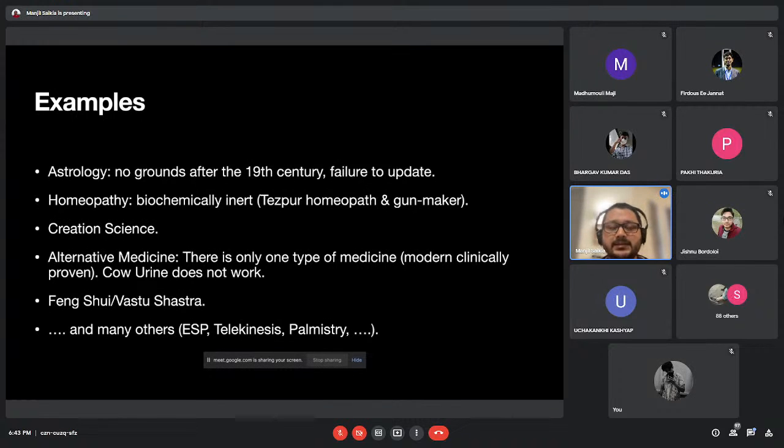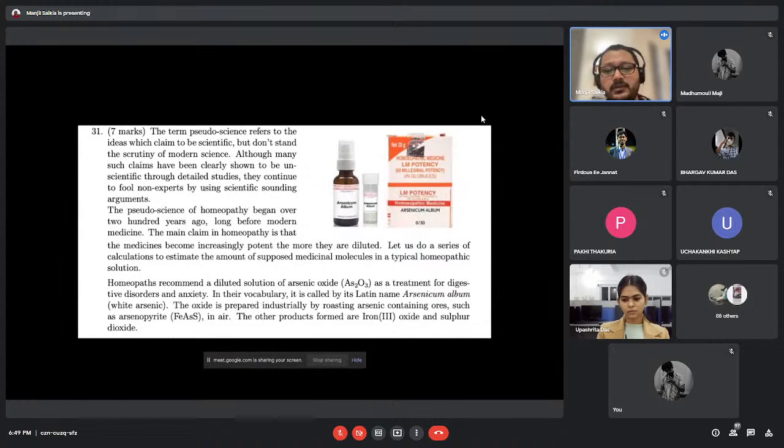And the second is that if you keep on diluting whatever is in water, diluting and diluting. So now it is asking the question: let us do a series of calculations to estimate the amount of supposed medicinal molecules in a typical homeopathic solution. Take homeopathic arsenic oxide as a treatment for digestive disorders and anxiety. In their vocabulary, it is called arsenicum album, and it was also touted as a cure for COVID at some point.